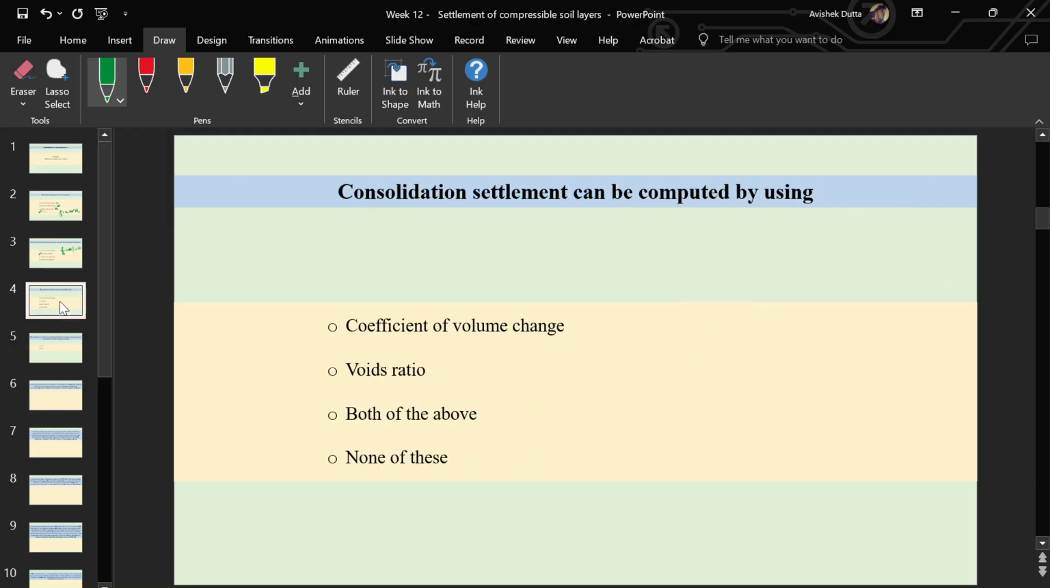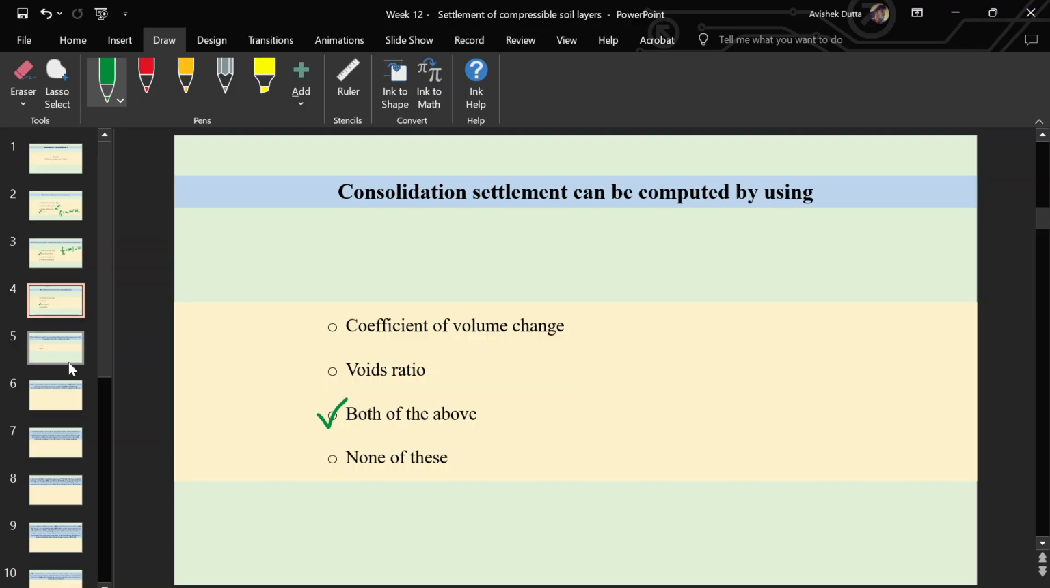Next question. Consolidation settlement can be computed by using coefficient of volume change, void ratio, both of the above. The answer is both of the above. Using the coefficient of volume change method and the change in void ratio method, you can find out the consolidation settlement. For detail, you can check any standard textbook. You will get the methodology in details.